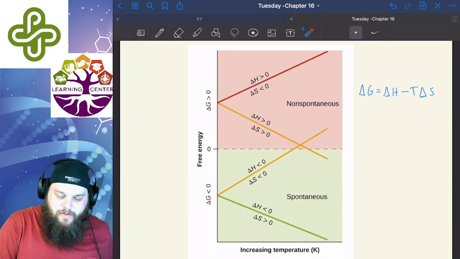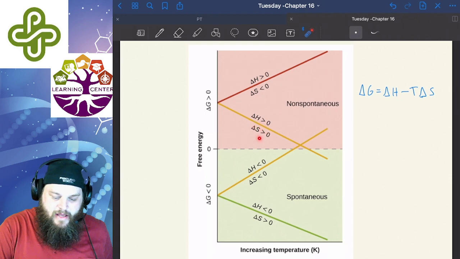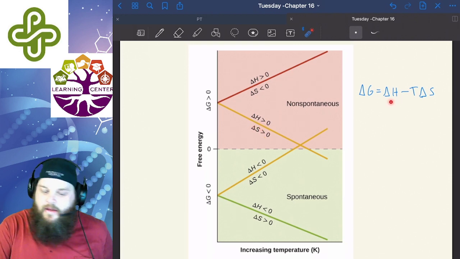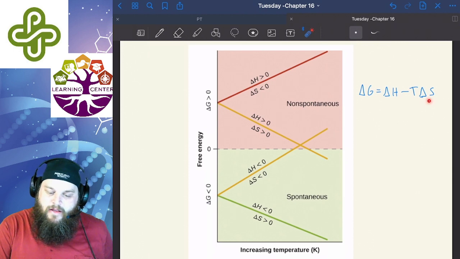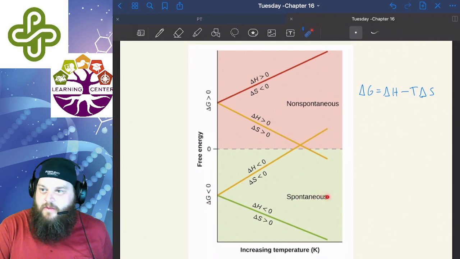Now, a similar thing is true if we end up with a positive delta H and a positive delta S. With a positive value here for enthalpy and a positive value for entropy, this entropy term is going to be subtracted from that. So when this term becomes greater than this term, we're going to end up crossing down into this spontaneous realm.